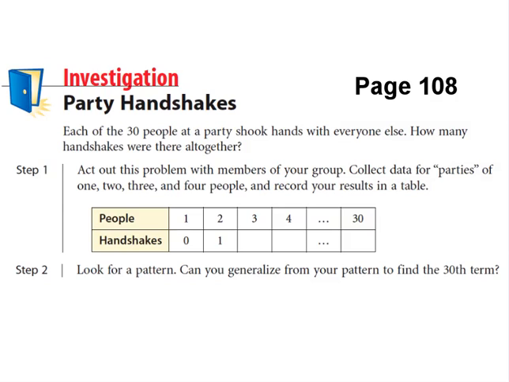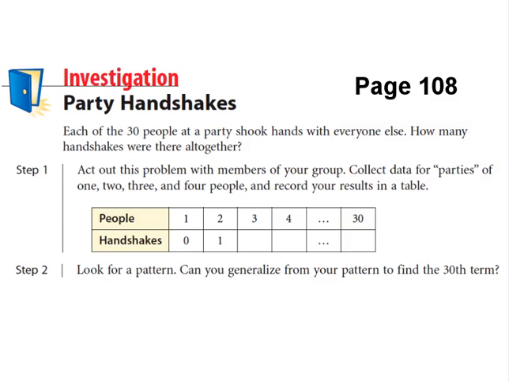Now notice what this says. It says each of the 30 people at a party shook hands with everyone else. How many handshakes were there all together? Act out this problem with members of your group. Collect data for parties of 1, 2, 3, and 4 people. Record your results in the table. When you get done as a collective group, look for a pattern and then generalize it so that you know how many are in 30.